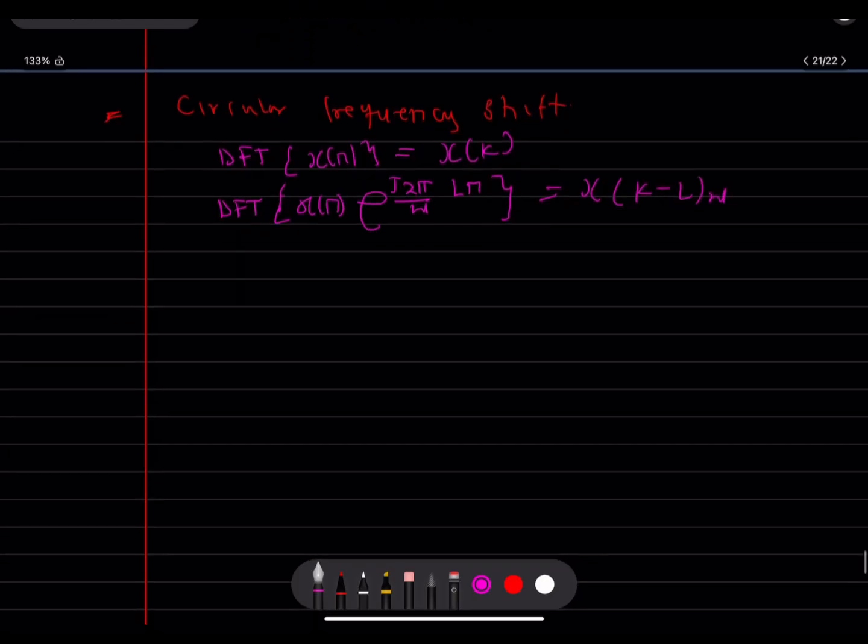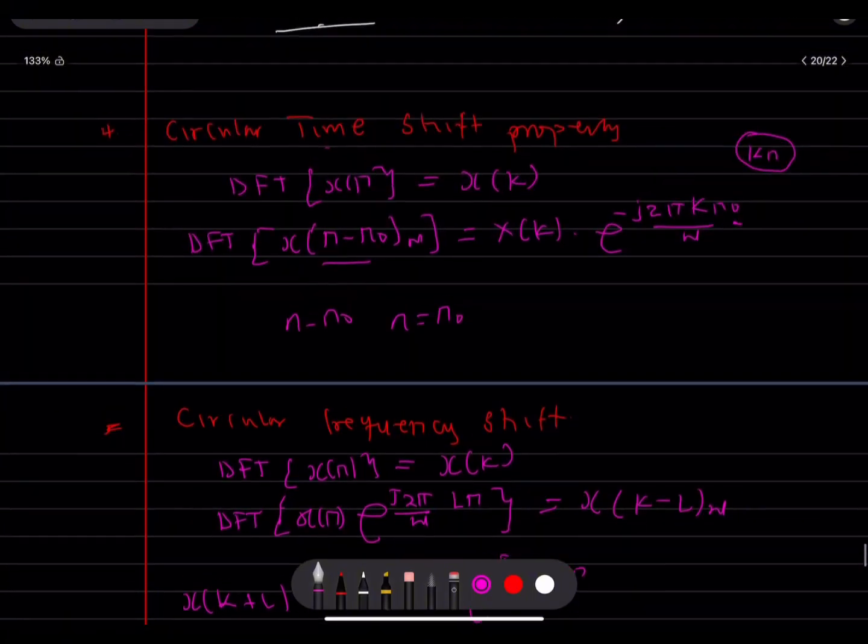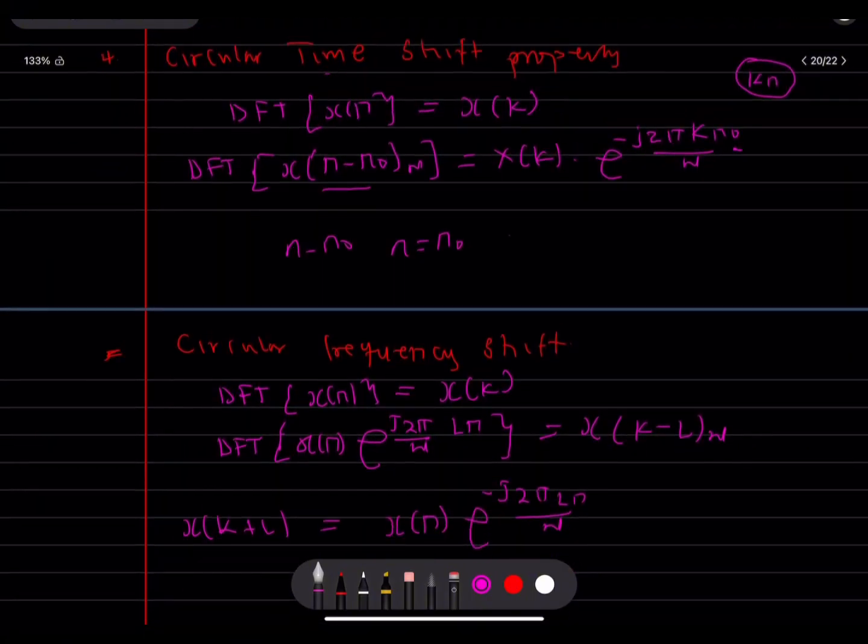This means that if you get something like X of k plus l, it means that we are going to get x of n multiplied by e to the negative j 2 pi l n over N. The same thing applies to the circular time shift. If you get x of n plus n naught instead, we are going to get X of k times the exponent j 2 pi k n naught over N. So let's take note of it.